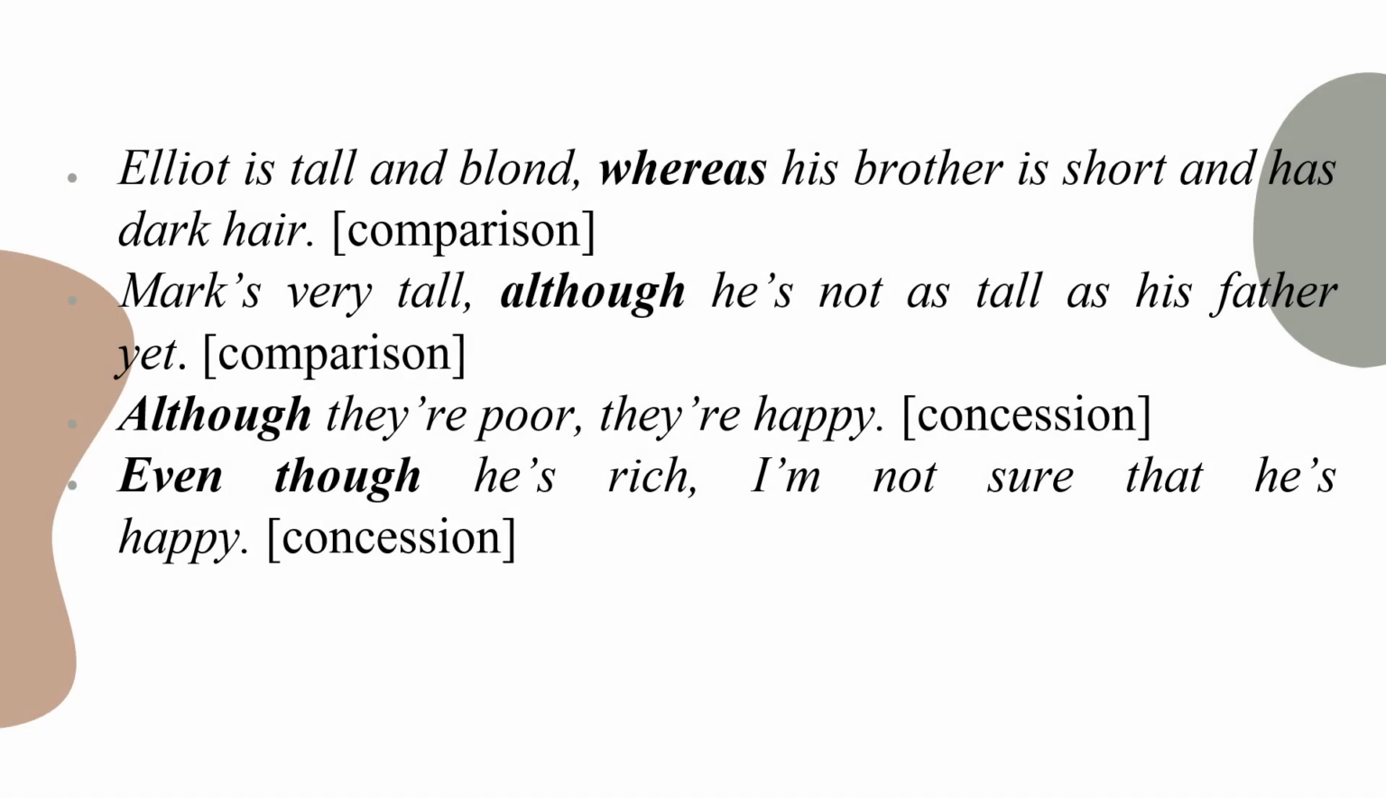Next, Elliot is tall and blonde, whereas his brother is short and has dark hair. A comparison has been drawn here with the subordinating conjunction, whereas. The next sentence speaks about although. Again, a comparison has been drawn.